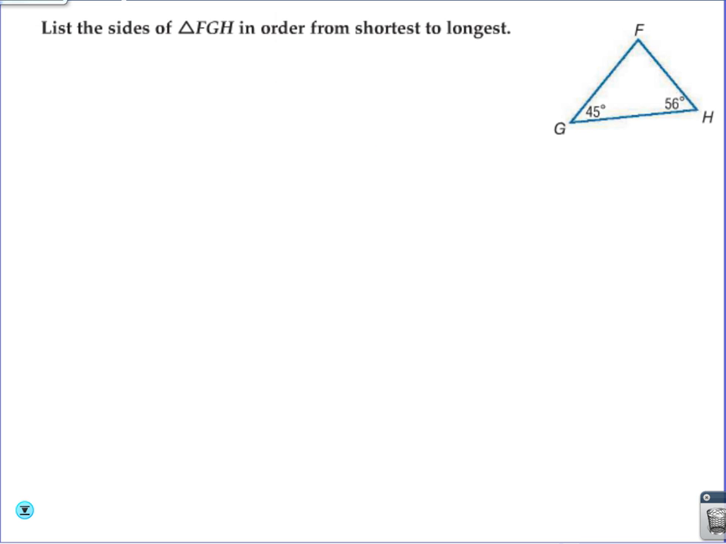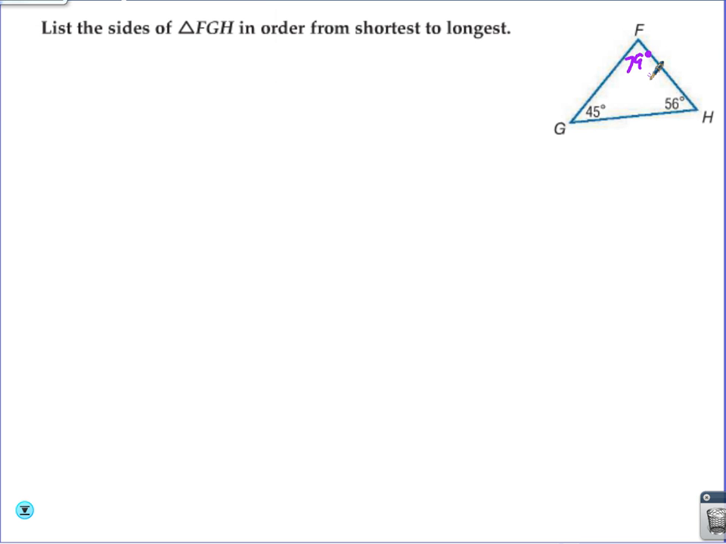Let's do it backwards now. List these sides, and there's one on your test just like this. List these sides in order from shortest to longest. But we don't have all our angles. I'm able to test you on two different things with this problem. First thing you need to know, well, they have to add to 180, right? So in order to do this, we need that third angle. 45 plus 56 is 101. I believe that leaves 79 degrees for the third angle.